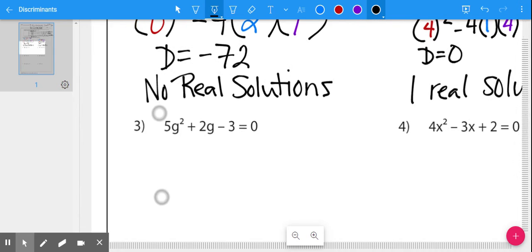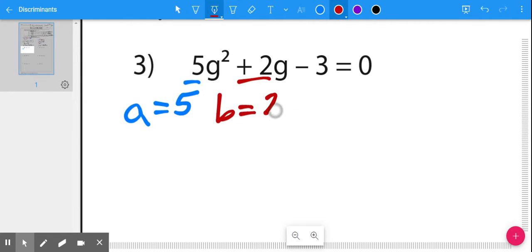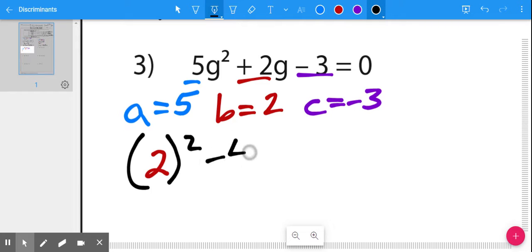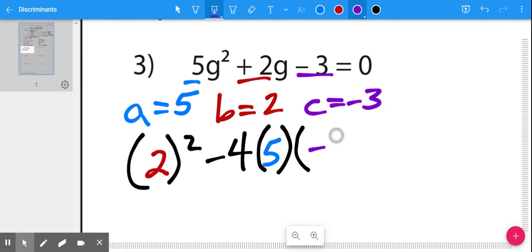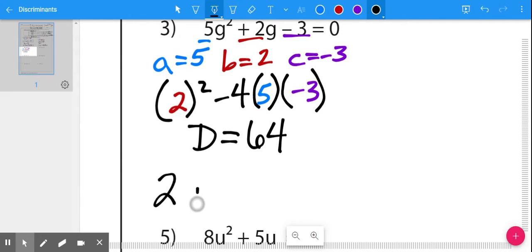So on the next one, number 3, our a value is 5, the b value is positive 2, and the c value is negative 3. So when we plug it in, b squared minus 4 times a times c. When we plug that into our calculator or work it out by hand, we end up with a discriminant that is 64. So a number that is greater than 0 has two real solutions.